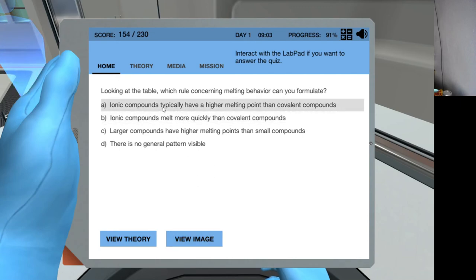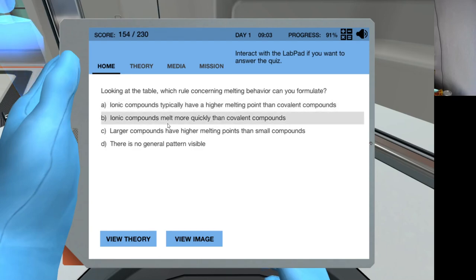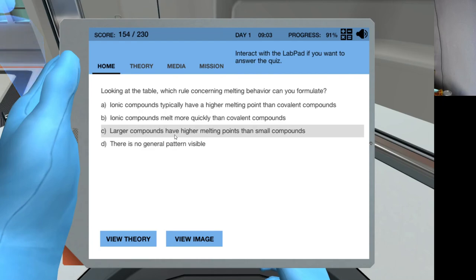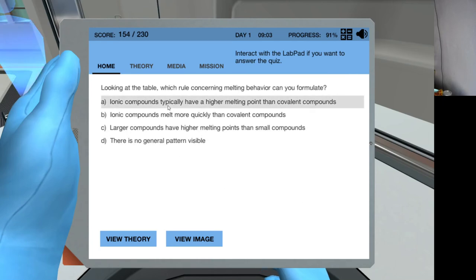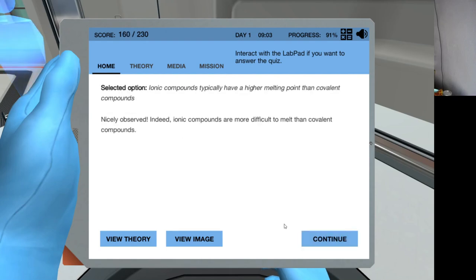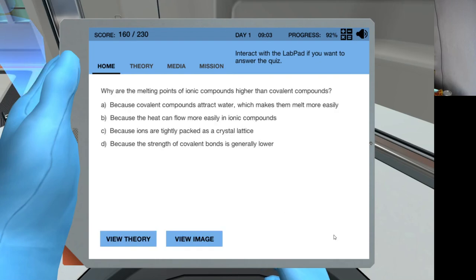The compounds of a higher melting point? No, covalent compounds of a higher melting point? No, this... What? No. Nicely observed. Indeed, ionic compounds are more difficult to melt than covalent compounds. Why are the melting points of ionic compounds higher than covalent compounds? Because the heat can flow.